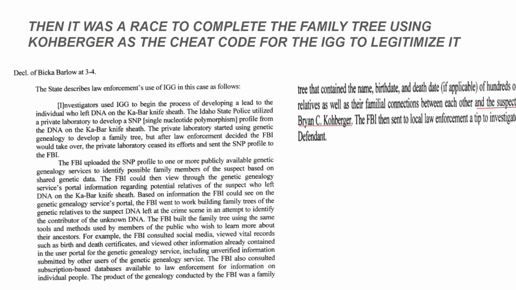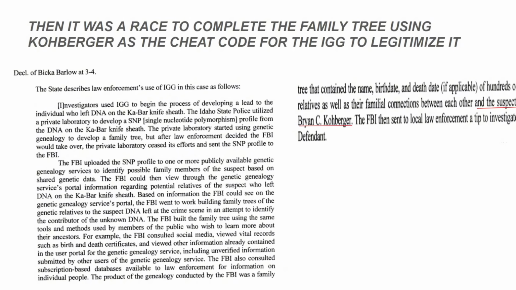The FBI built the family tree using the same tools and methods used by members of the public who wish to learn more about their ancestors. For example, the FBI consulted social media, viewed vital records such as birth and death certificates, and viewed other information already contained in the user portal for the genetic genealogy service, including unverified information submitted by other users of the genetic genealogy service. The FBI also consulted subscription-based databases available to law enforcement for information on individual people.